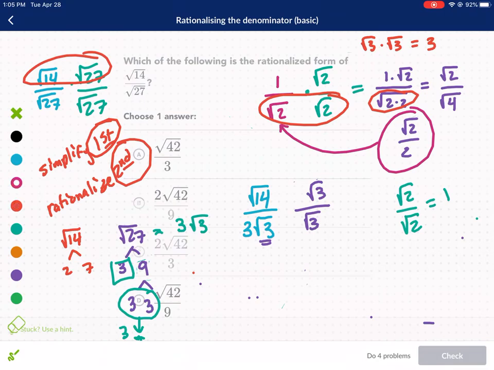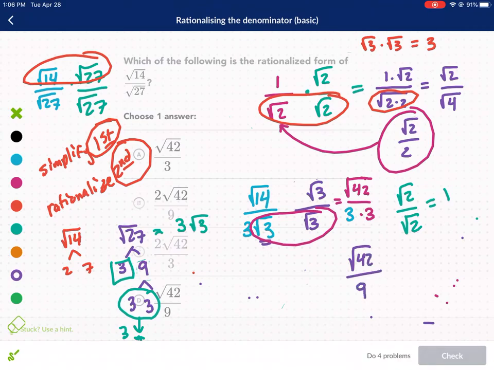So we're going to multiply the top times top, bottom times bottom. And we get square root of 14 times 3. We're going to multiply inside the radical. We have 14 times 3, which is 42, over 3 times radical 3 times radical 3. Well, the two radical 3's times each other equal 3. So we have 3 times, and then radical 3 times radical 3, radical 9, or 3. So now we have the square root of 42 over 9.